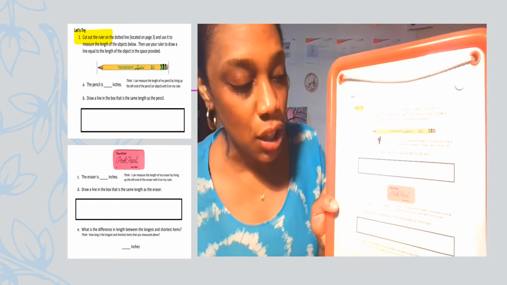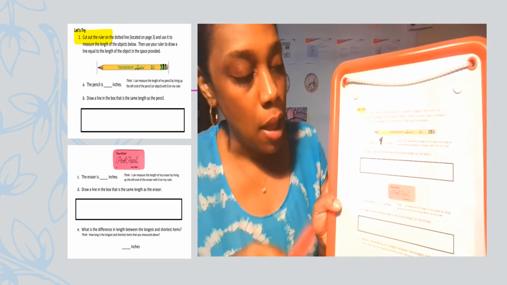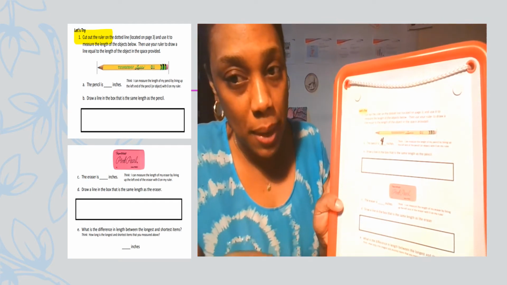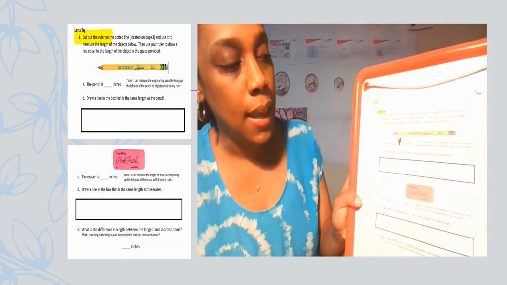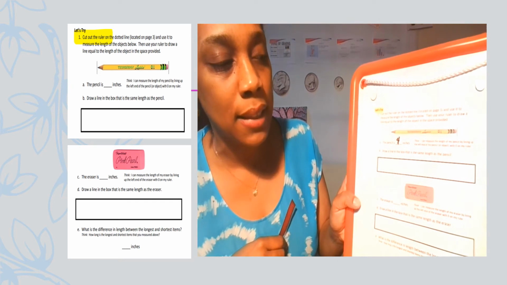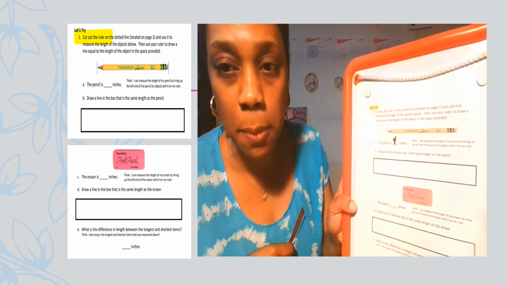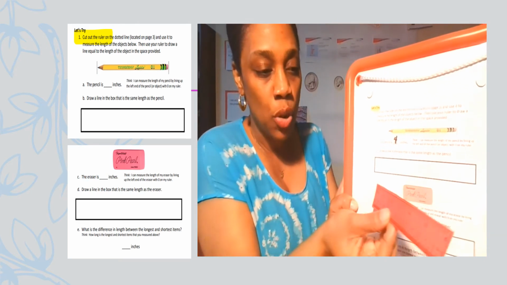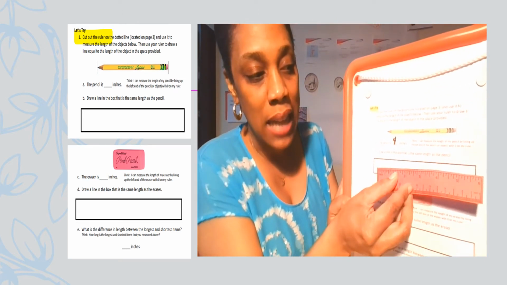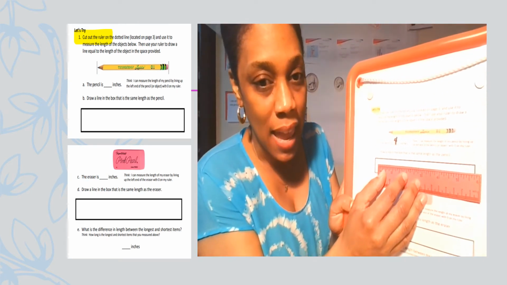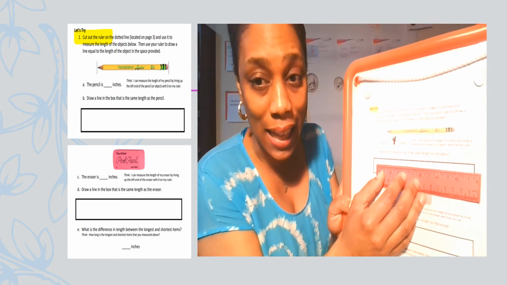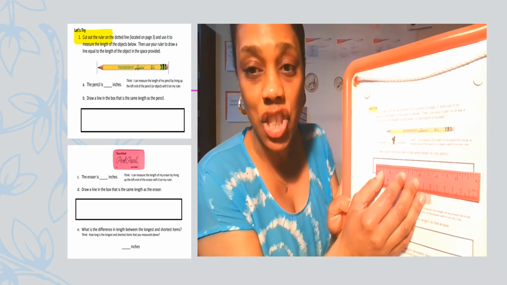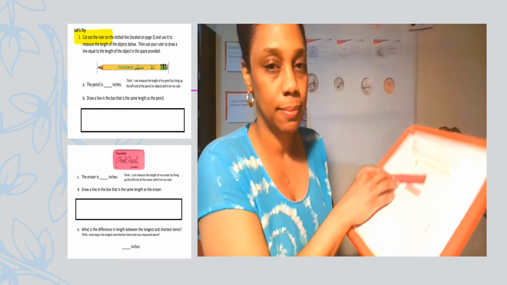Now I'm ready to go to the second part, B of this problem. It says draw a line in the box that is the same length as the pencil. Well, I know the pencil is 4 inches. Now I'm going to take my ruler, line up in the middle of the box, and I'm going to draw a line that is 4 inches long.